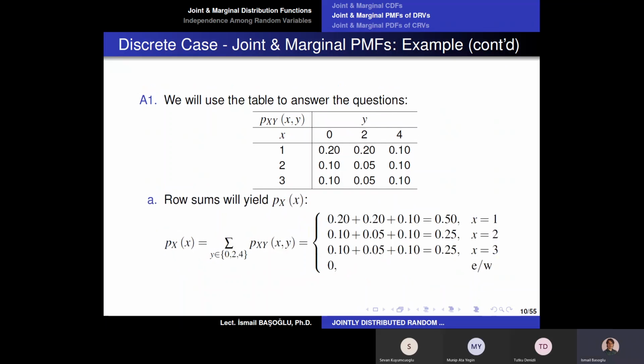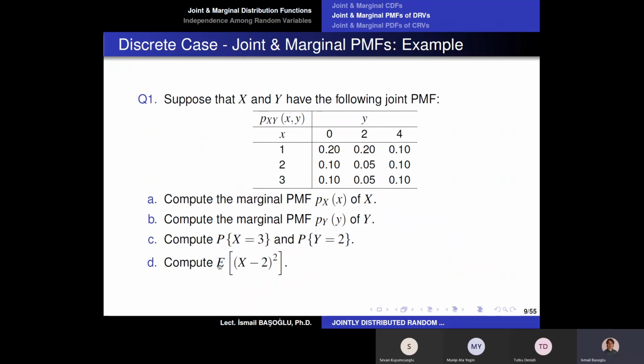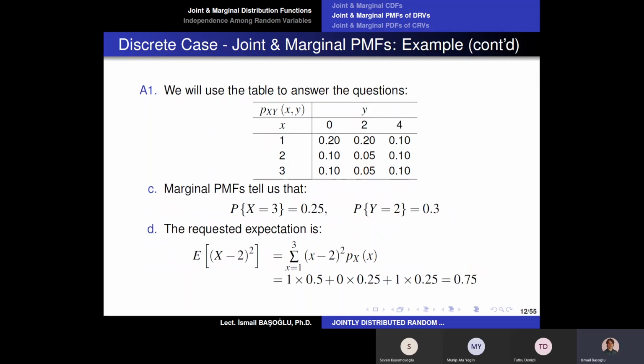And finally, the last part, it says, compute the expected value of (x minus 2) to the power 2. So here we have a function of the random variable x, and the question asks us to calculate the expected value of a function of random variable x. We are just going to use the marginal probability mass function of x, and we are going to evaluate the function (x minus 2) squared for all possible values that the random variable can take, which are the integers from 1 to 3.